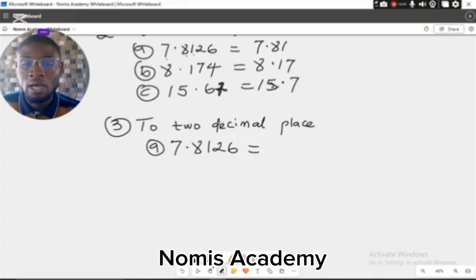So I can write 7.8, but before the second decimal place digit, I must consider the third one to know if it is up to 5. If it is up to 5, I will approximate it to be 1 and add it to the one I want to write now. Are you getting it now? But if the one at the third decimal place is not up to 5, I will still approximate it to be 0 and add 0 to it. That means it will remain the same. So let's check for this. I have 2 here at the third decimal place. Since 2 is not up to 5, that is 0. 0 plus 1 will be 1. So I'll be left with 7.81.